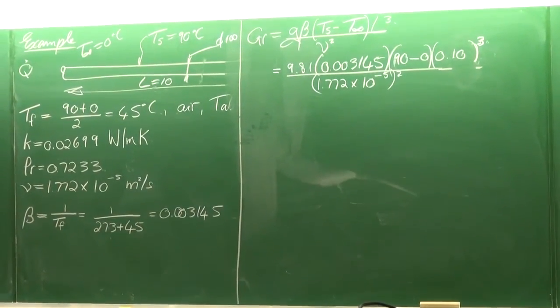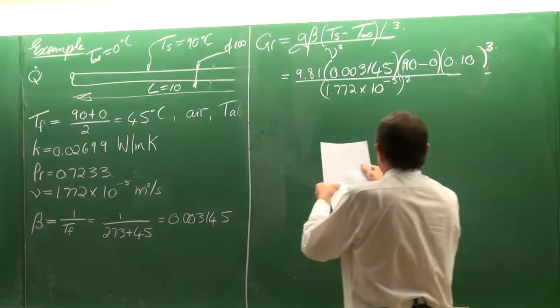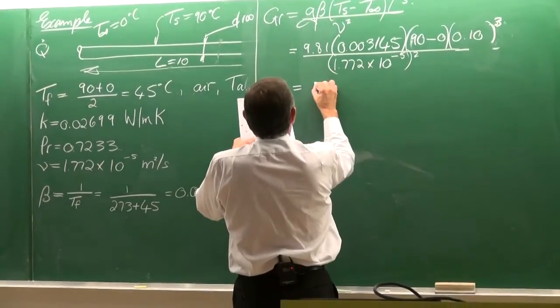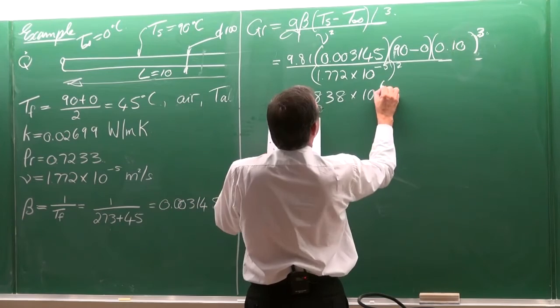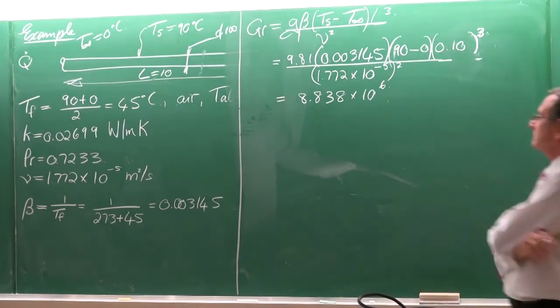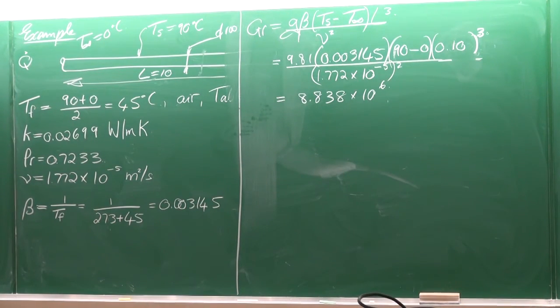Okay? So, then gives us the Grashof number as equal to 8.838 multiplied by 10 to the 6. Are you all with me?